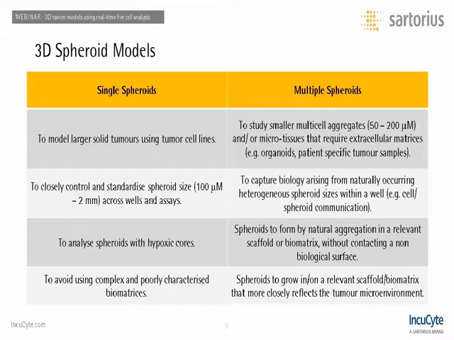Conversely, the lack of standard size and morphology is very much characteristic of multi-tumor spheroid models. Here, spheroids are much smaller. They form and grow by natural aggregation on or in an extracellular matrix that closely mimics the tumor microenvironment. This model lends itself very nicely to capturing and monitoring biology that arises from naturally occurring heterogeneous spheroids and is well suited to use with organoids and patient-specific material.